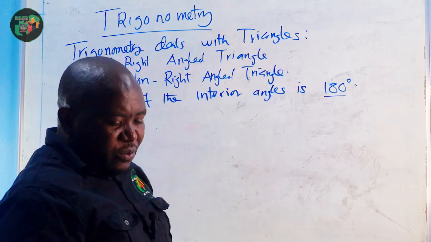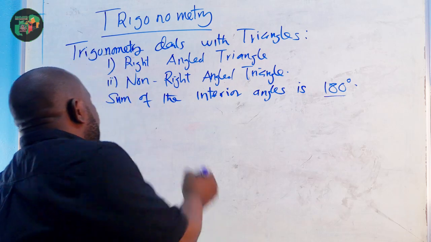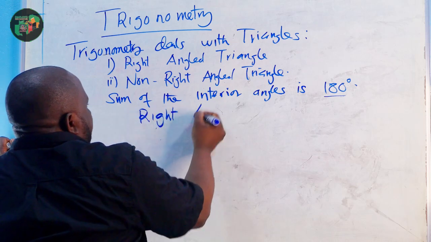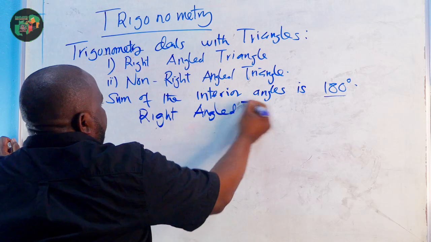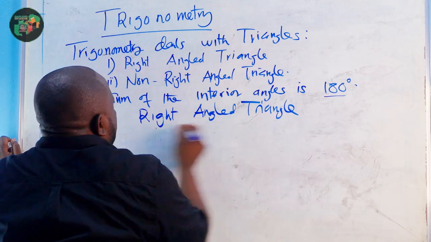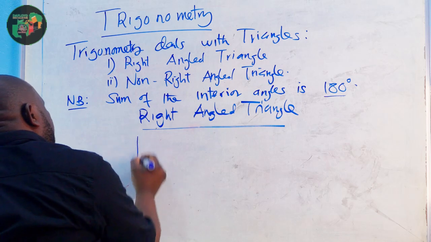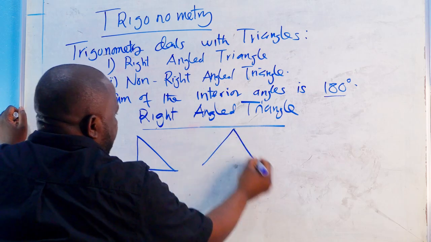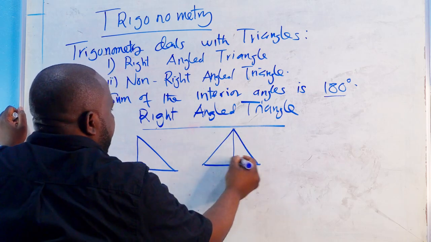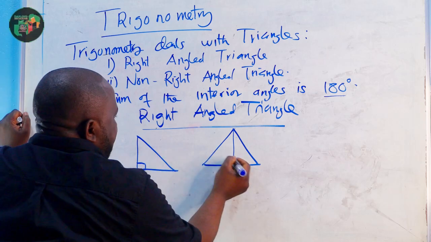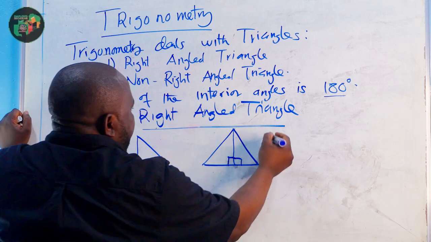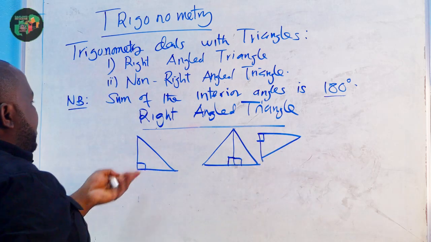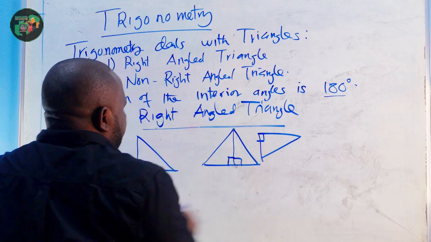So to start with, which usually comes in paper 1, we'll start with the right angle triangle. Now, what's so special about this? They call it a right angle triangle because it has a right angle in it. This would be regarded as a right angle triangle. Regardless of the shape, as long as it has a right angle, they consider them like that. This is a right angle triangle.